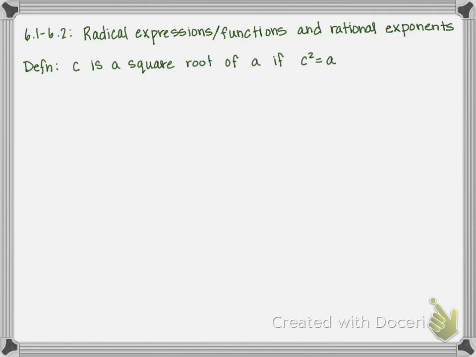So this definition is what we call a recursive definition, which just means that it doesn't actually tell us what to do with A to find the square root. It tells us that if you do something with the answer and you get A, then that's a square root. So it's kind of defined backwards.